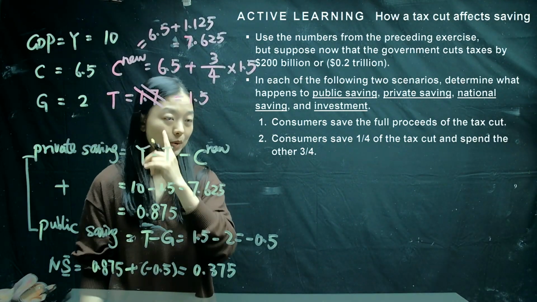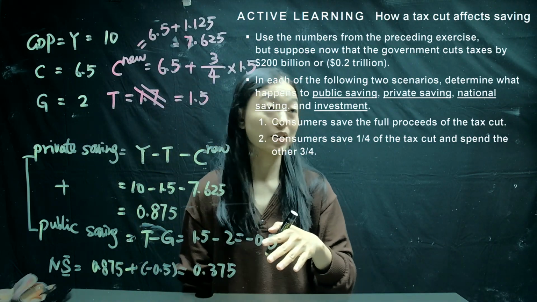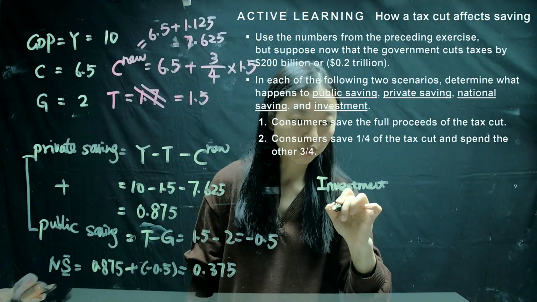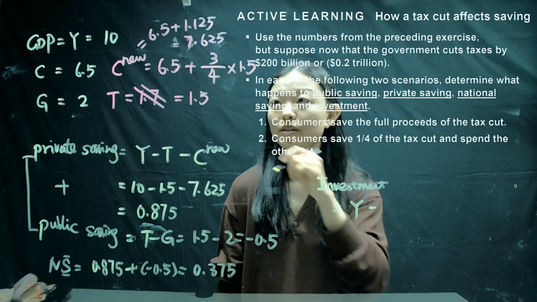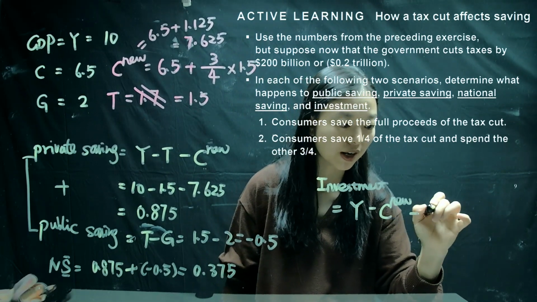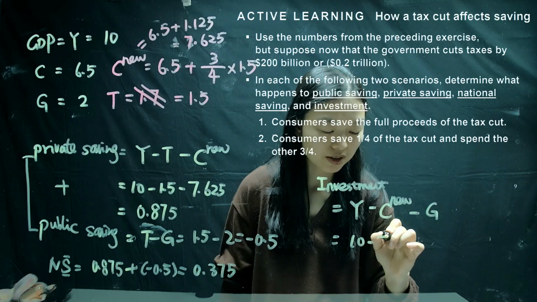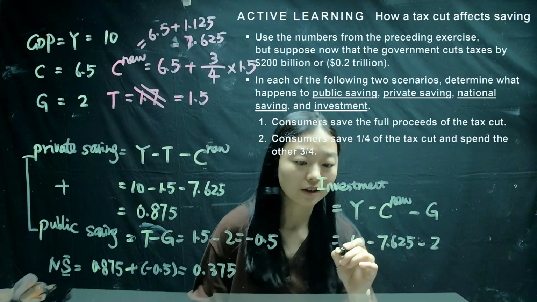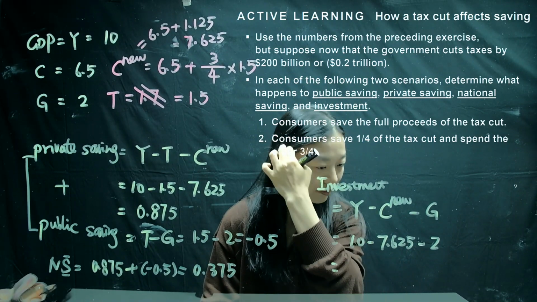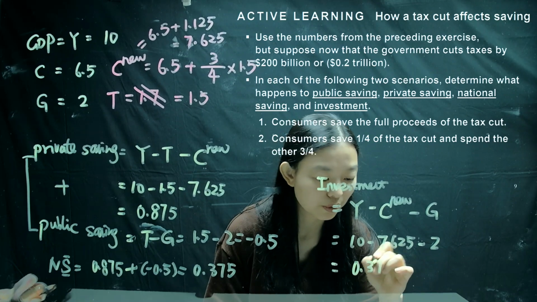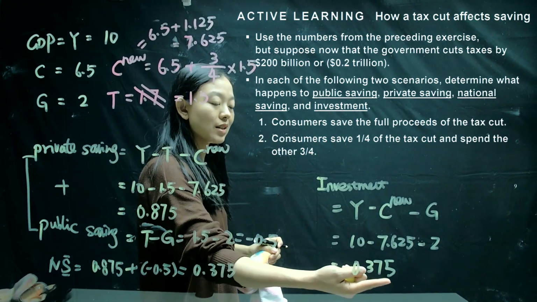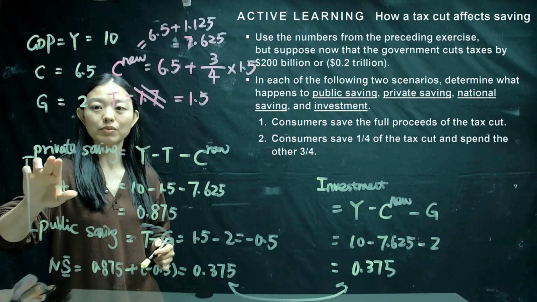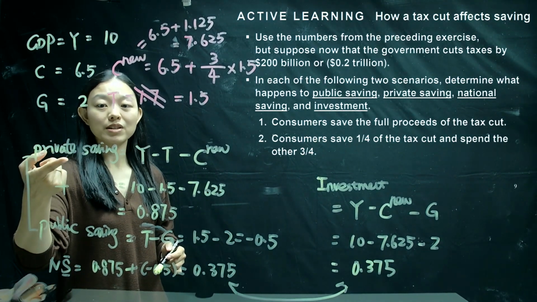How about the investment? We can just verify if our calculation is correct. Okay, so the investment here, I'll just write it down. The new investment will equal GDP subtract new consumption subtract government spending, right? So use 10 subtract 7.625 subtract $2 trillion in government spending. So here we still have 0.375, okay, and this is exactly from the national saving that we compute by summing private saving and public saving.